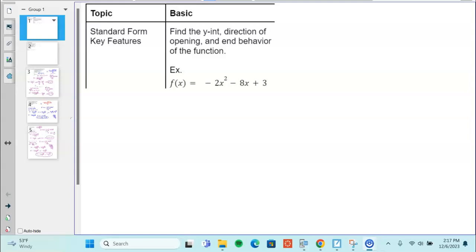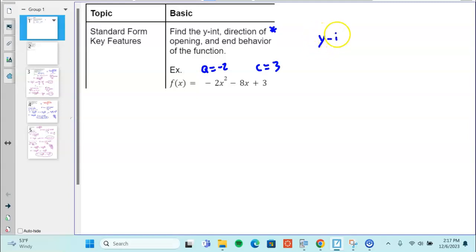All right, the basic question for standard form of quadratics: doing key features. So we are supposed to find the y-intercept, the direction of opening, and the end behavior of the function. So when we look at this quadratic, a is -2, c is +3, and b is -8. I really only need those, the a and the c, for what we're doing here.